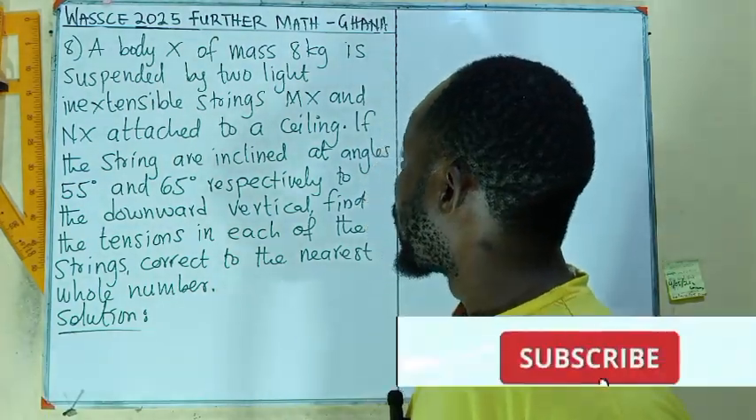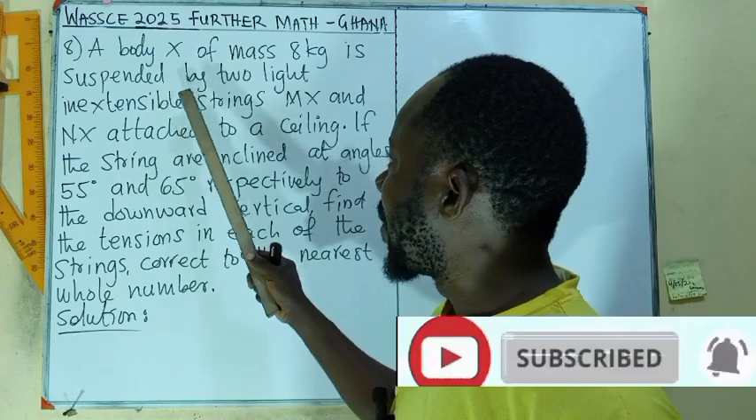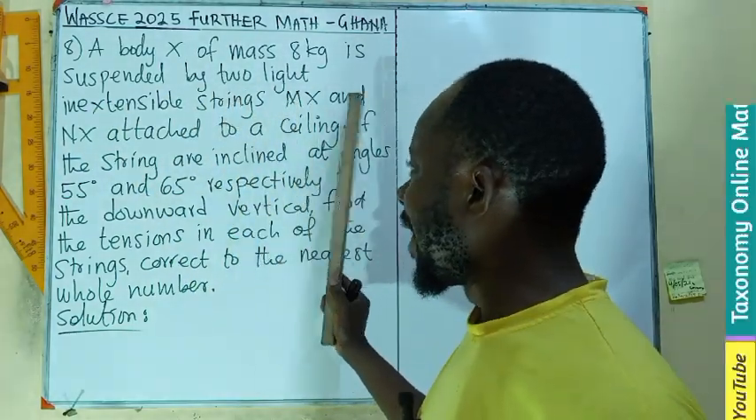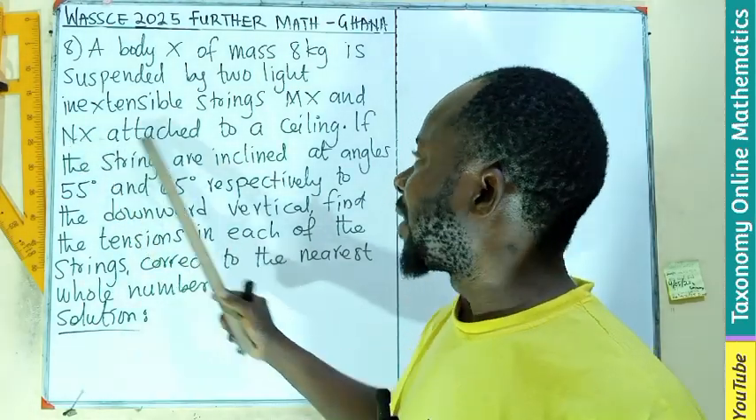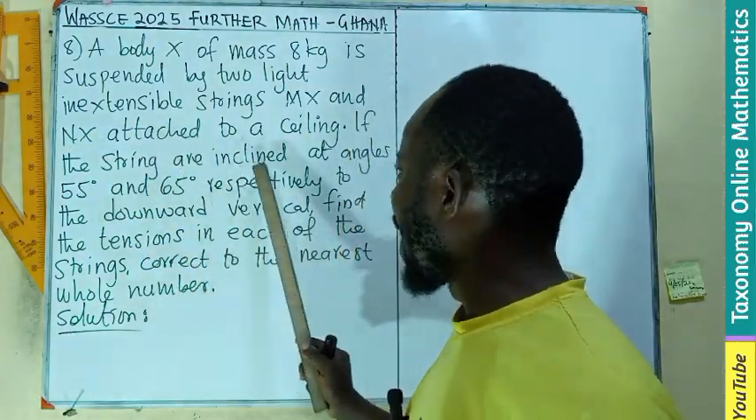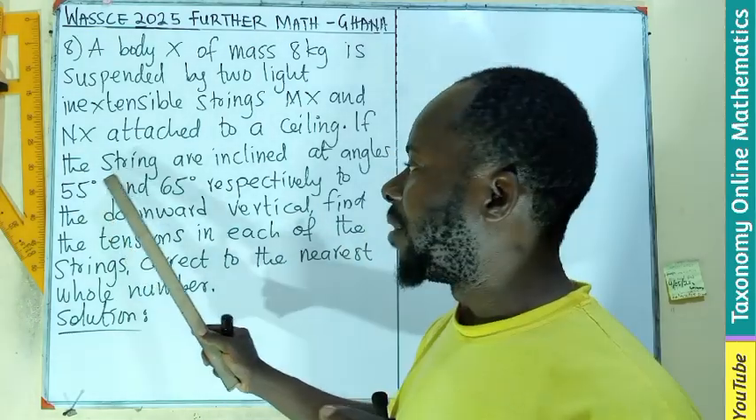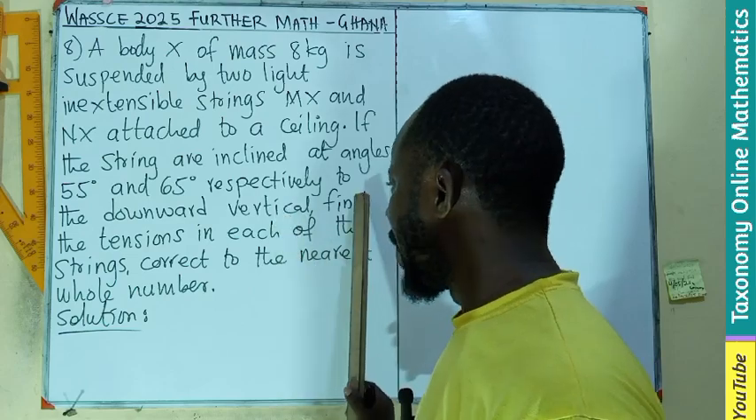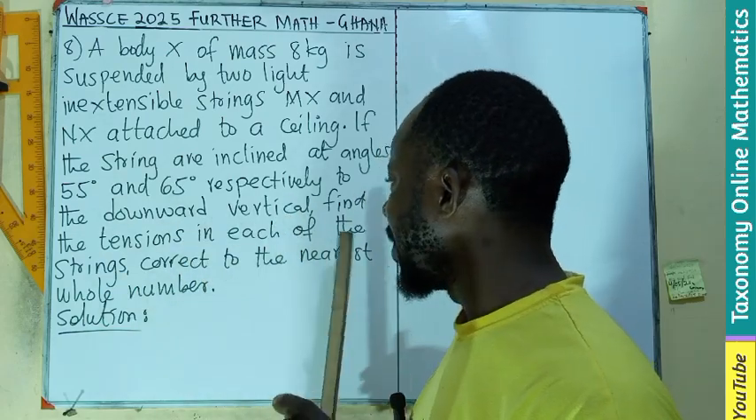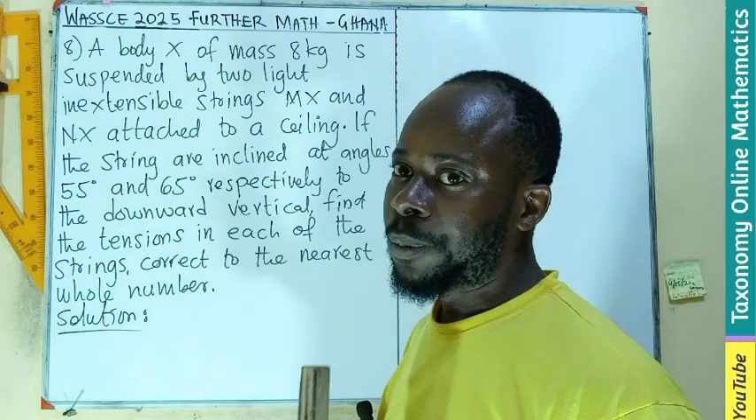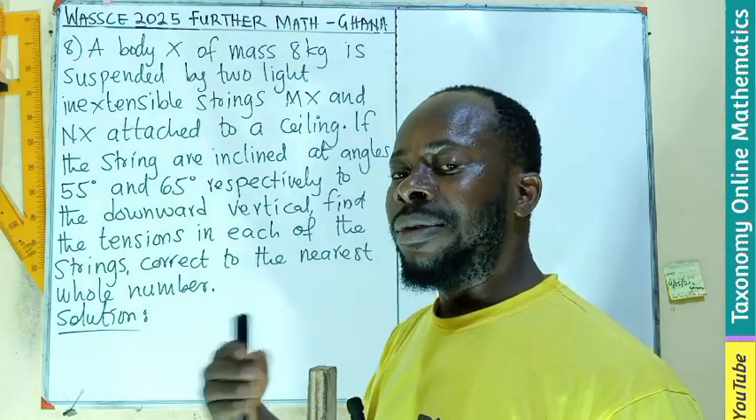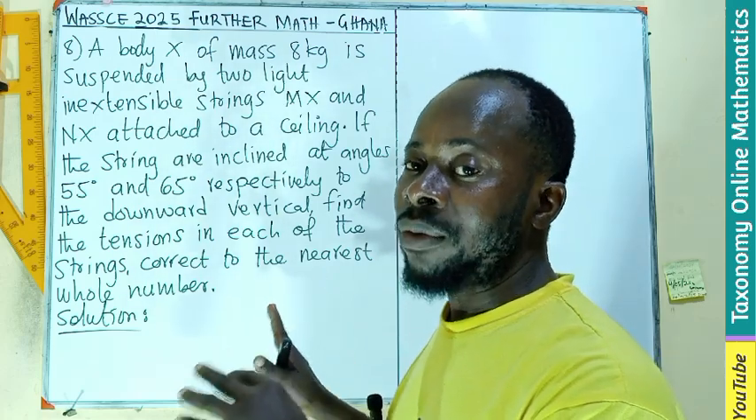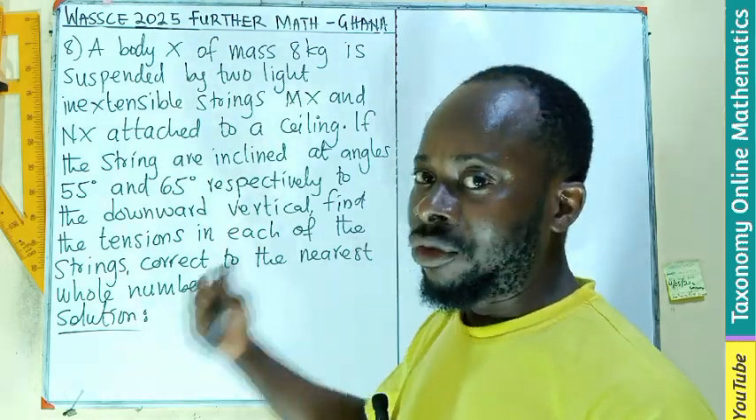A body X of mass 8 kg is suspended by two light inextensible strings, MX and NX, attached to a ceiling. If the strings are inclined at angles of 55 degrees and 65 degrees respectively to the downward vertical, we are to find the tensions in each of the strings, correct to the nearest whole number. If you follow our tutorial we had on dynamics, mechanics, you will have a fair idea on how to draw the diagram for this and resolve the forces.